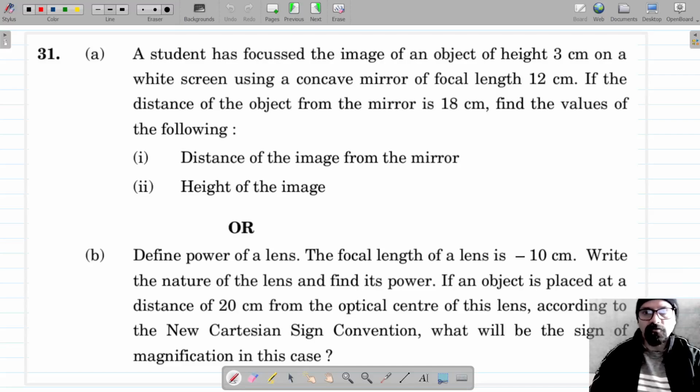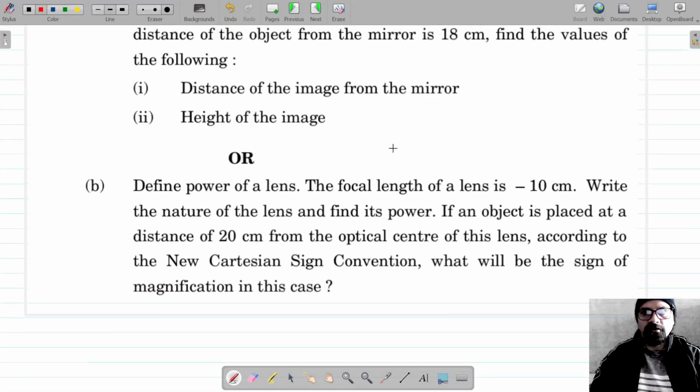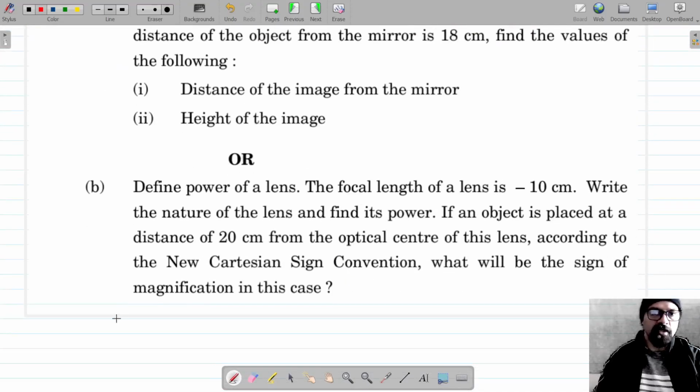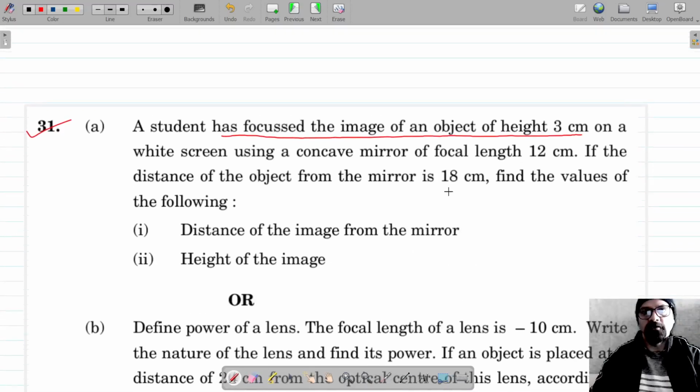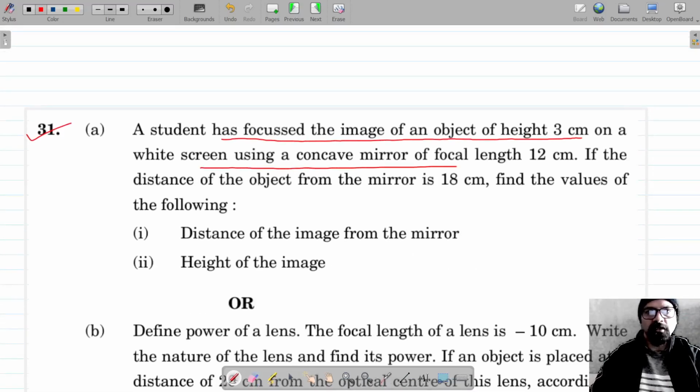Okay, for the next question, that is question number 31. It's given that a student has focused the image of an object of height 3 centimeter, this is part A. The object height is denoted by h, and it's always erect, so it is 3 centimeter, on a white screen using a concave mirror.